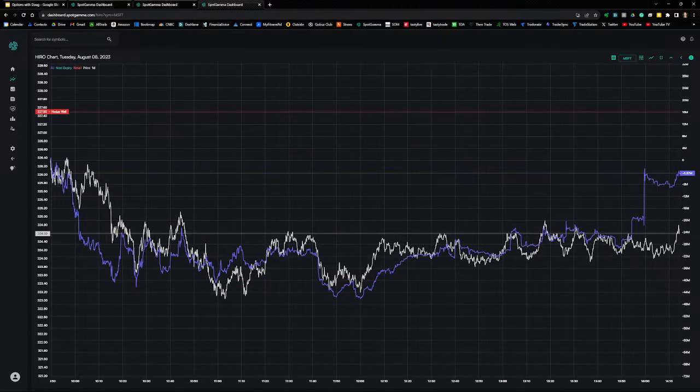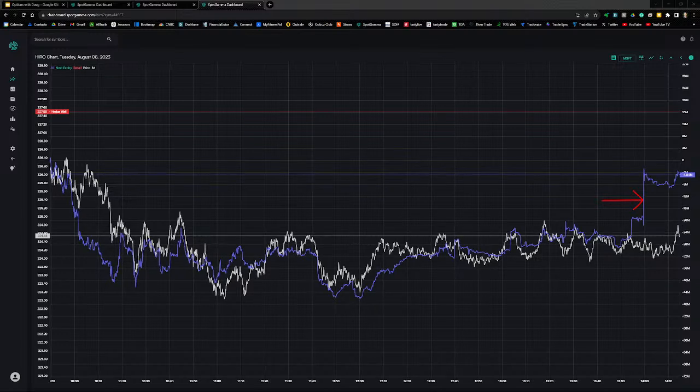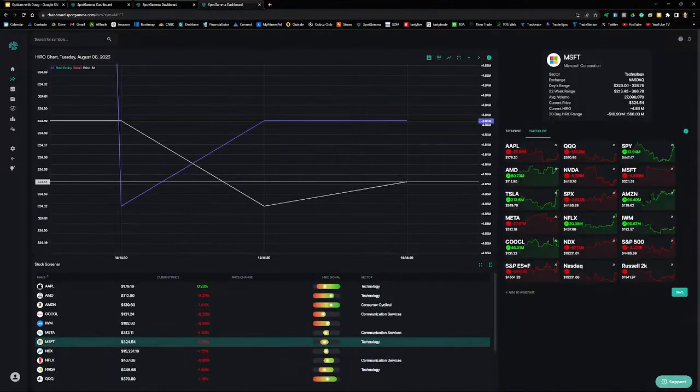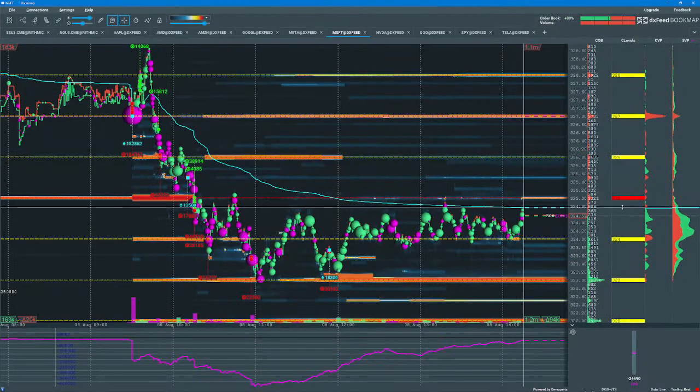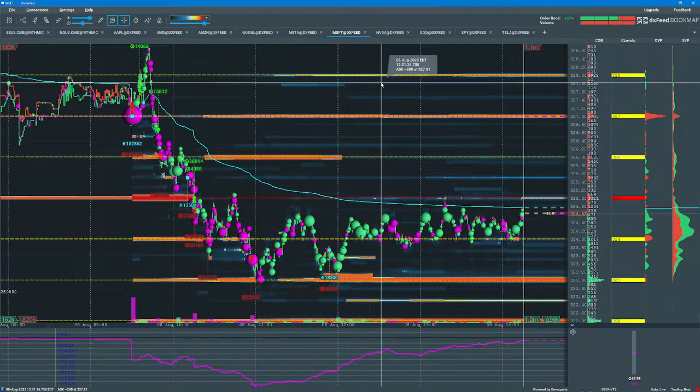Now it looks like a large block trade here. Positive delta. All right, let's go back and take a look at Bookmap. And Microsoft trying to move higher. All right, the next is NVIDIA.